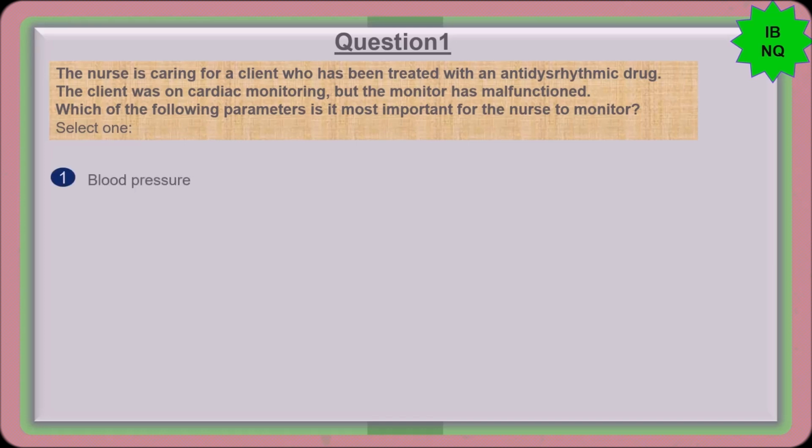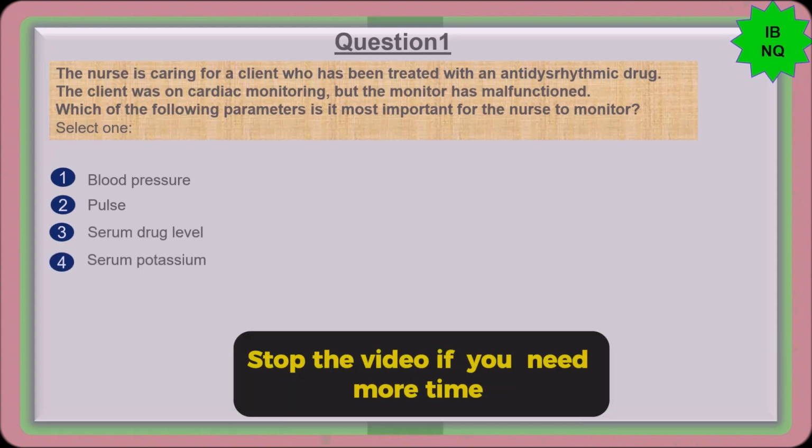Select 1. 1. Blood pressure. 2. Pulse. 3. Serum drug level. 4. Potassium. You have 3 seconds to choose your answer.